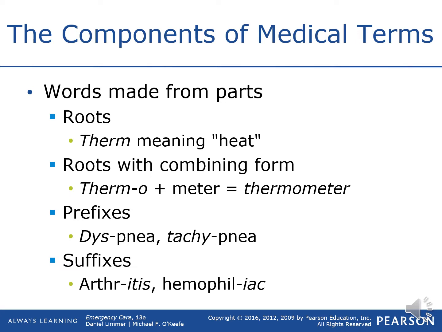Then some suffixes that they have here. You have arthritis. Arthr is the root word for joints, and itis is inflammation, so that's inflammation of the joints. And hemophiliac: hemophil is the root word for blood clotting, and iac is the suffix for pertaining to. So hemophiliac, strictly translated, means pertaining to blood clotting.